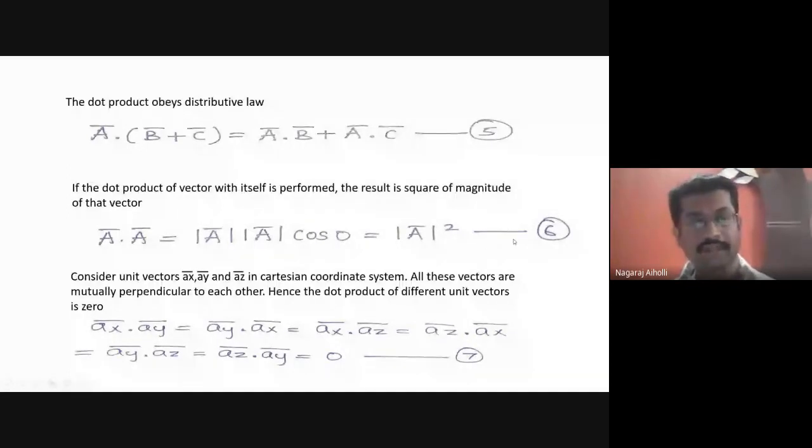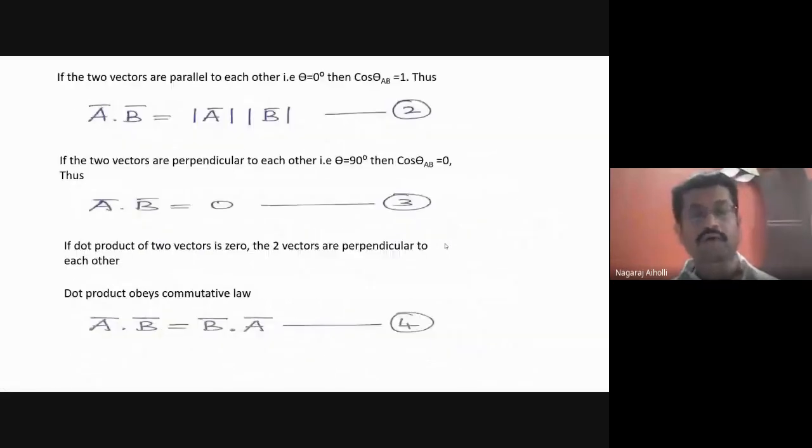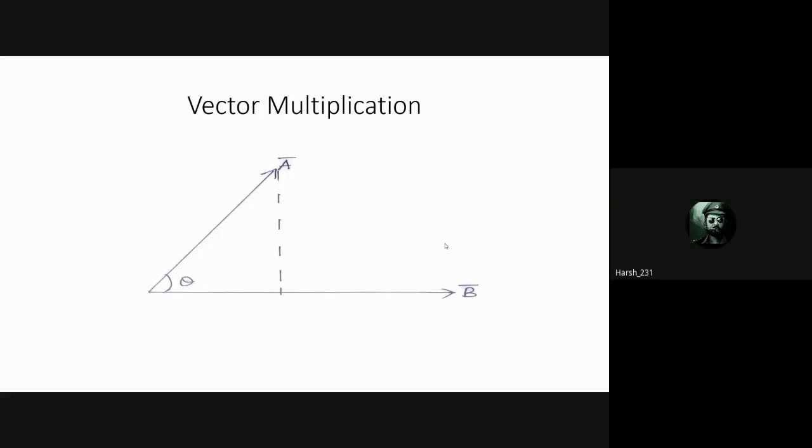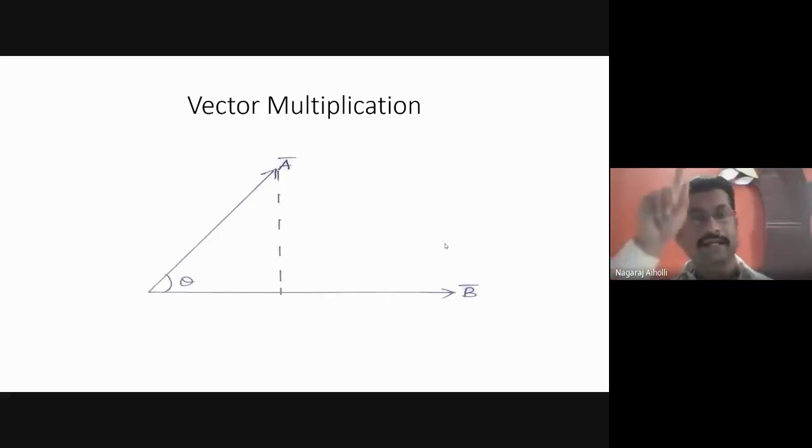Now, what will be the dot product if you are considering, say, the Cartesian system? In the Cartesian system, which are the 3 coordinates? X, Y, and Z. I have given the example of the corner of a room: X direction, Y direction, and Z direction. Correct. Now, if we consider the dot product between X to Y, between Y to Z, and Z to X, what will it be?